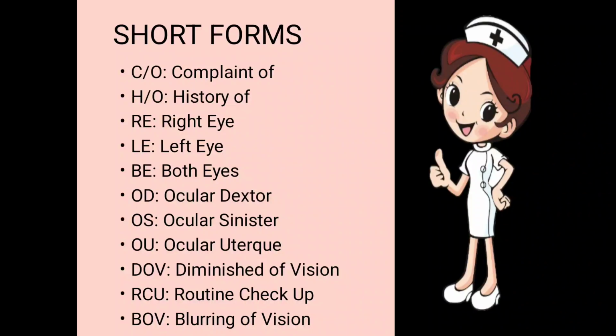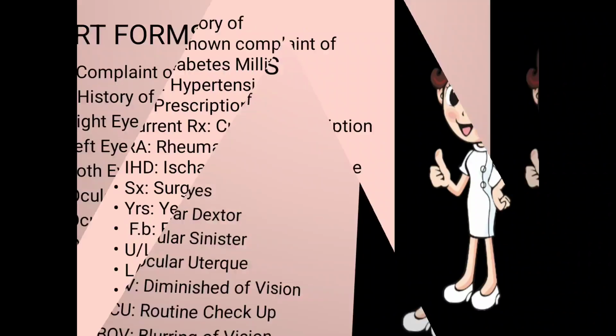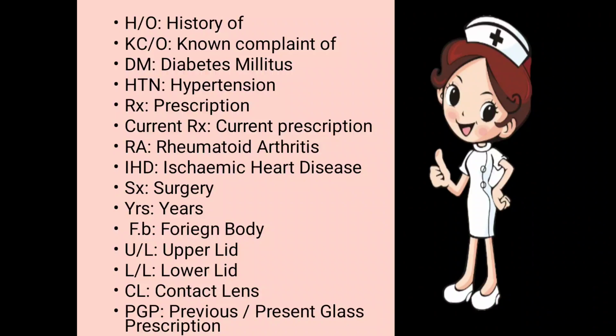DOV means diminished vision. RCU, routine checkup. BOV, blurring of vision. The DOV and BOV are one and the same thing, diminished vision and blurring of vision. H/O, history of. KCO, known case of, about which complaint the patient is well known. For example, the patient has a systemic illness like diabetes, hypertension, thyroid, asthma.